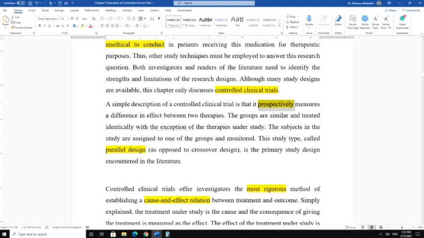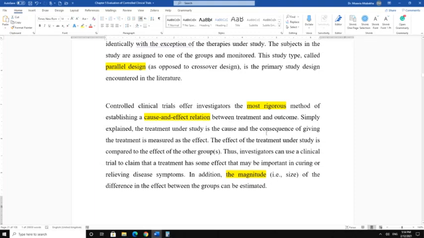Also, you need to know that this controlled clinical trial is referred to as a parallel design. Why? Because I have two groups. Parallel is the opposite of crossover. Crossover is when I have just one group and I give them drug A. After drug A, I stop for some time and then I give the same people drug B. That happened to the same group, so they call it crossover. Parallel, by contrast, is about two different groups, each given a different treatment.